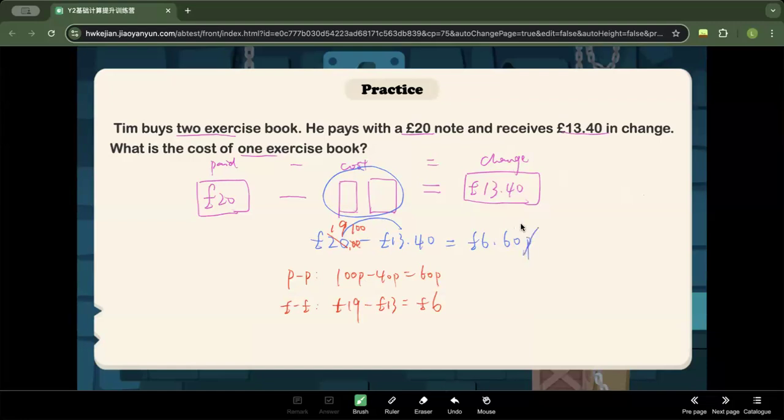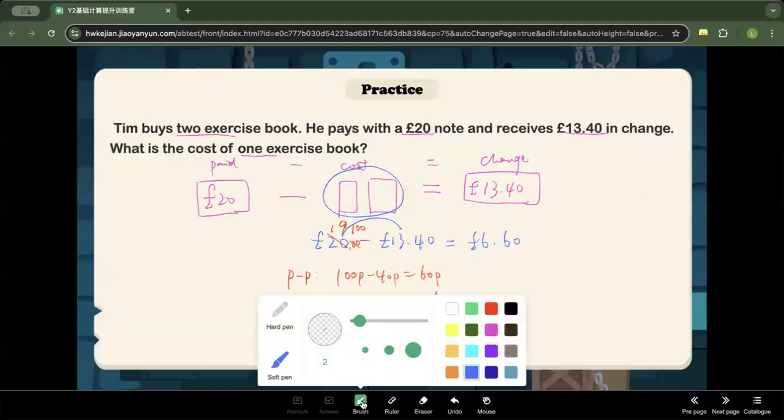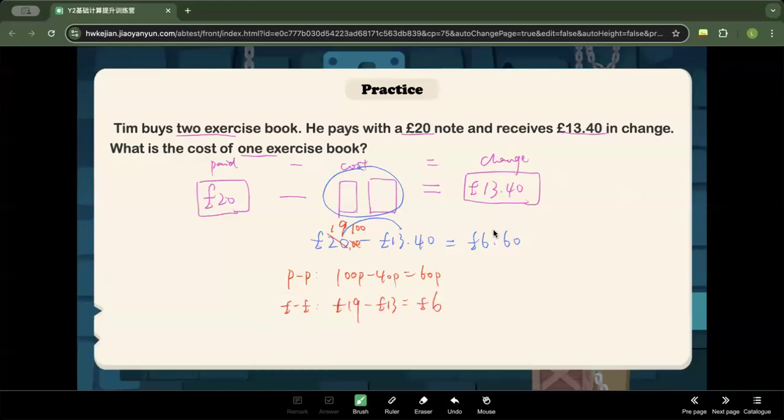Be careful when you write down the £6 and 60 pence. No pence sign at the end, just the pound sign at the very beginning. So can I say the answer is £6 and 60 pence? Is that the final answer? Actually not. Why? Because the question is asking 1 exercise book. But what did we figure out? That's 2 exercise books. So what we need to do is try to think about what are the 2 same numbers added up equals to £6 and 60 pence.